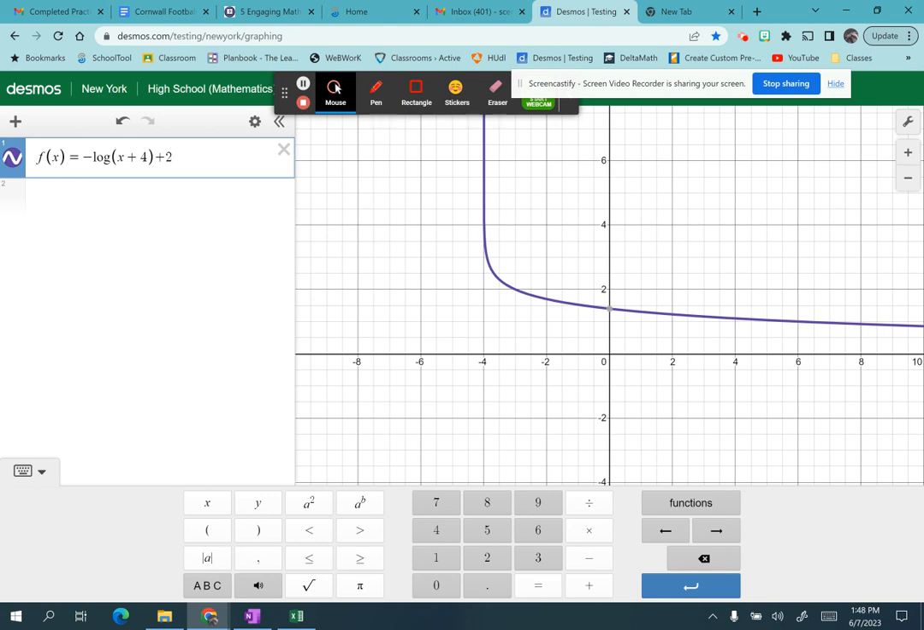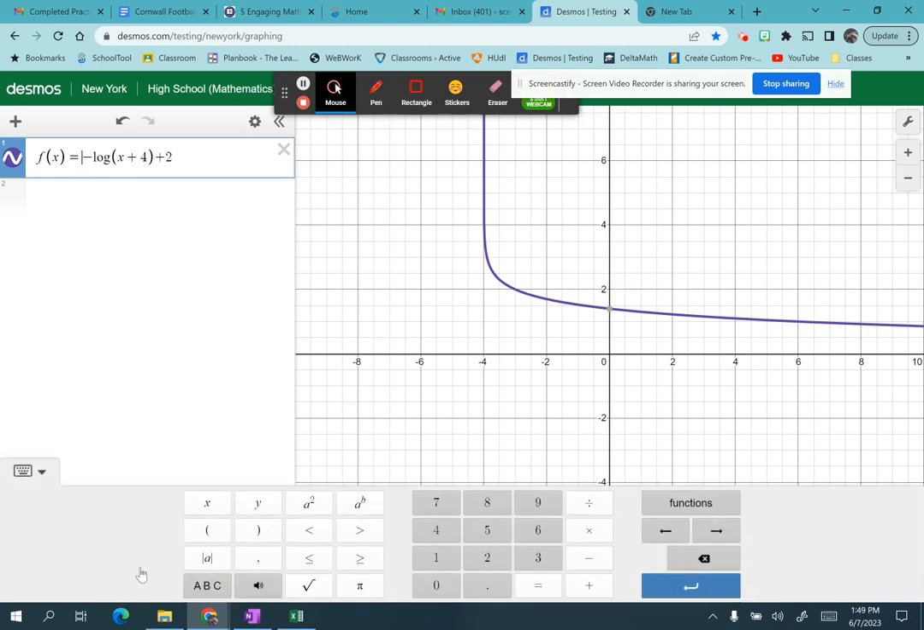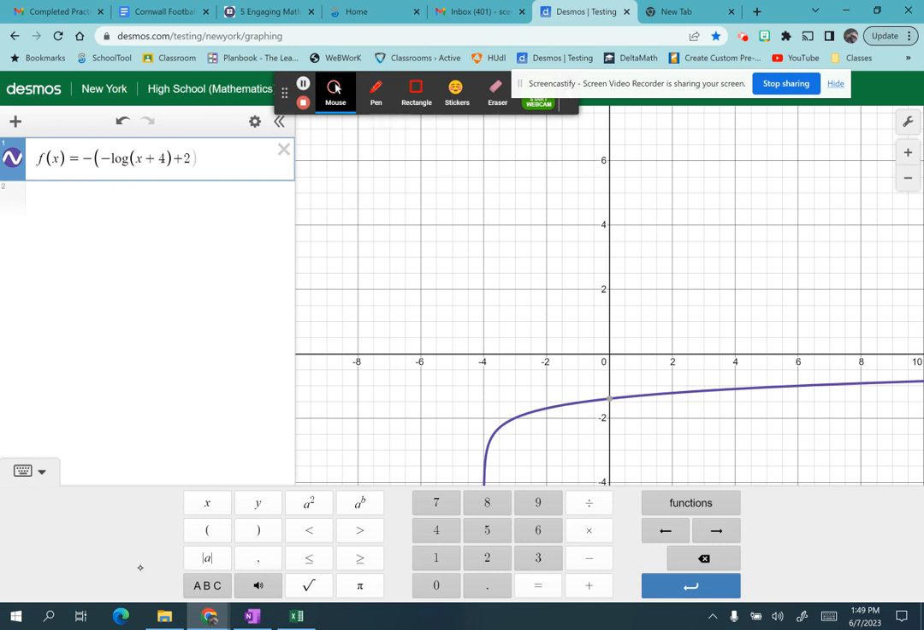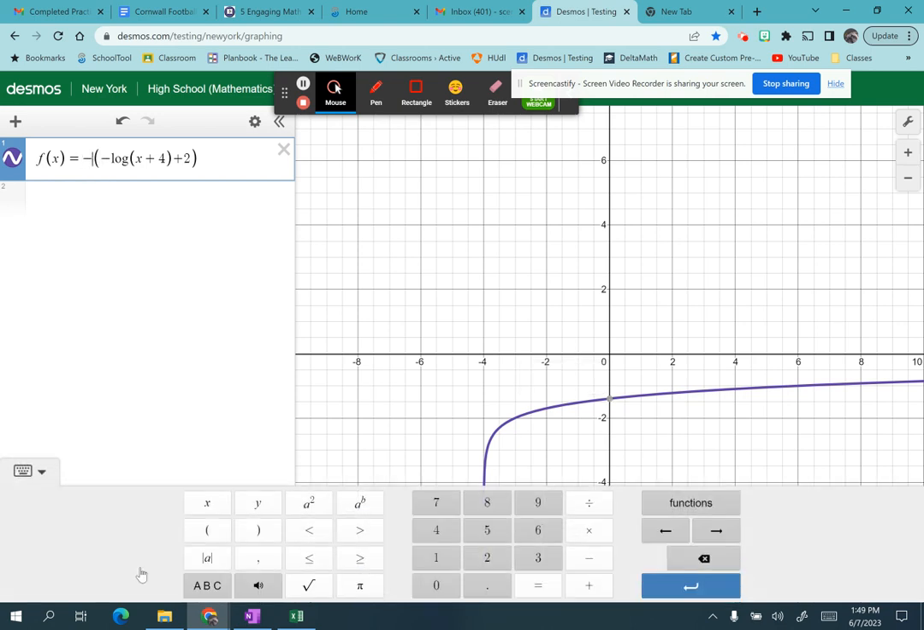So which one is true? The first choice says it has a y-intercept at 2. It doesn't. The y-intercept is at 1.398, so choice 1 doesn't make sense. Negative f of x: if I make this negative by putting a negative out front, it has a y-intercept of negative 1.398, which is not positive 2, so that doesn't make sense either.